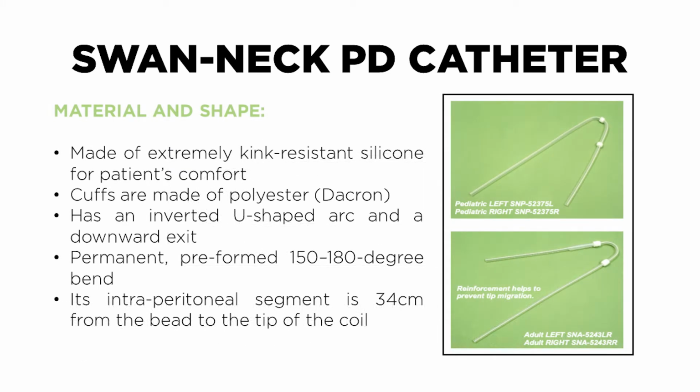The swan neck PD catheter is made of extremely kink-resistant silicone for the patient's comfort. It has an inverted U-shaped arc and a downward exit and a permanent pre-formed 150 to 180 degree bend. You see a picture here of a pediatric and an adult swan neck PD catheter.